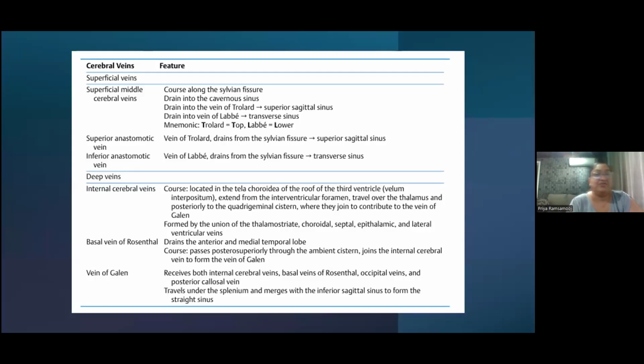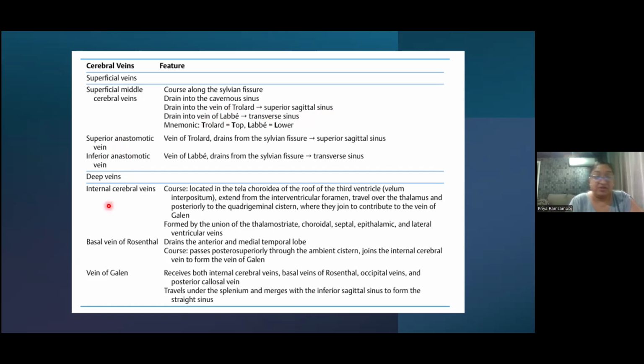Summary slide. Everybody loves this. The superficial veins, deep veins. So superficial veins, let's make it easy. Superficial middle cerebral vein, like we said, drains anteriorly into the cavernous sinus. Posteriorly, if you remember the picture, it drains into the superior sagittal sinus via the vein of Trolard or into the vein of Labbé and the transverse sinus, right? You also have a couple of anastomotic veins, superior and inferior, right?